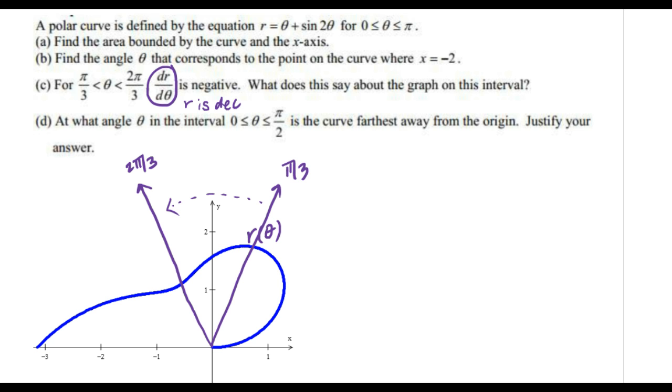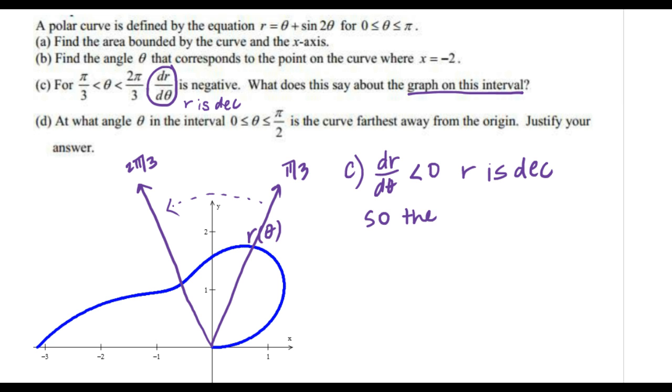But we don't just want to put that. We want to explain what this says about the graph on this interval. So what that means is that the actual graph, the curve, is getting closer to the pole. So the distance from the polar origin is shrinking. So I'm moving towards the pole. That's what's happening on the graph. So for part C, we want to say something like, if dr d theta is negative, then r is decreasing, so the graph is moving toward the pole.